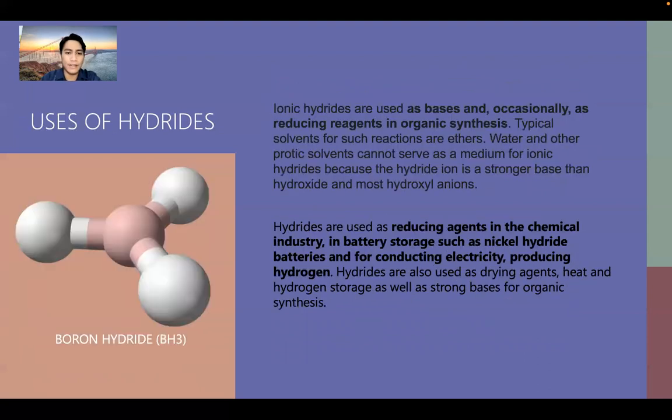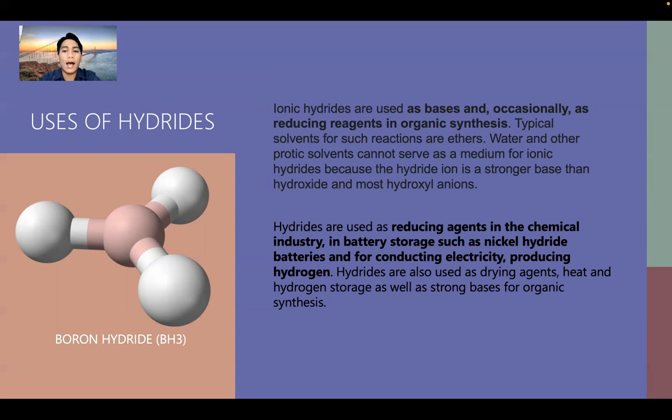Now, some uses of the hydrides. Ionic hydrides or saline hydrides are used as a base, occasionally as a reducing reagent in organic synthesis. Ionic hydrides such as sodium hydride or lithium borohydride are commonly used in organic chemistry as a reducing agent. Typically, water and other protic solvents cannot serve as a medium for ionic hydrides because the hydride ion is a stronger base than hydroxide.